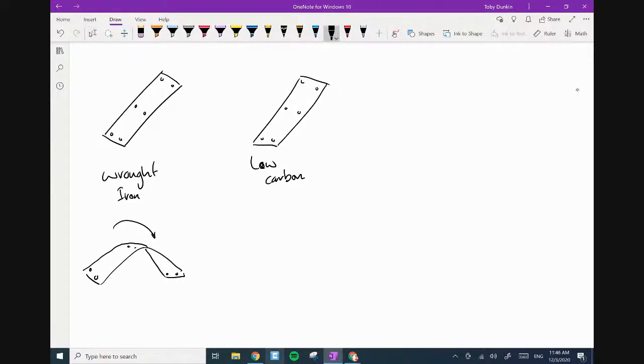But low carbon steel can still be bent. It can still be bent, but it's much, much tougher to bend. It's a lot more challenging to bend at this point.